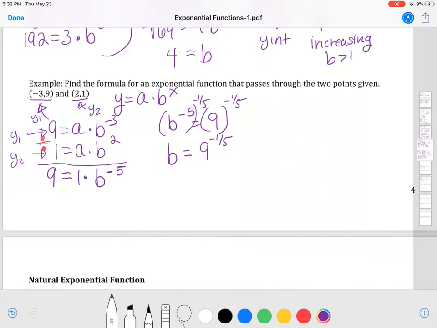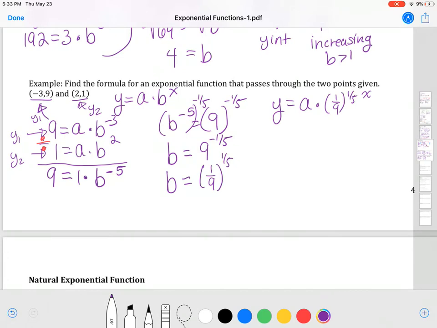Now, I personally don't like having negatives in my exponents, so I'm actually going to rewrite that with a positive exponent by flipping that 9 upside down. I'm going to get rid of that negative exponent by rewriting it as 1/9 to the 1/5. Okay, so now we have b. So I have my equation y is equal to a times b, which we said is 1/9 to the 1/5, all raised to the power of x.